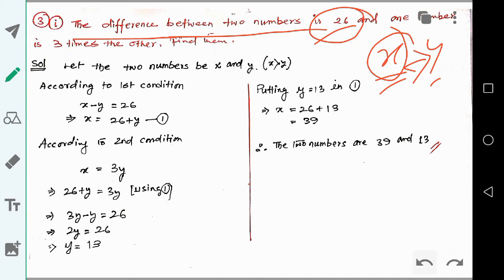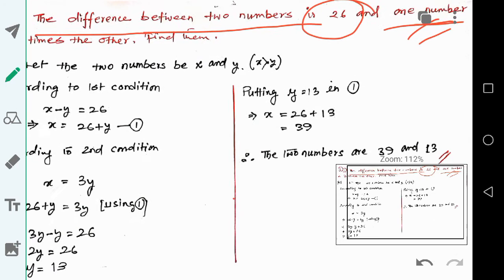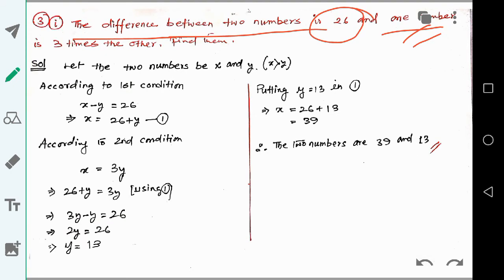Then you see, one number, so here one word is hidden, that should be one number. This word is number here which is hidden. So now, one number is 3 times the other. That means there are two numbers and their difference is 26, they differ by 26 and the greater number must be 3 times the lesser number.